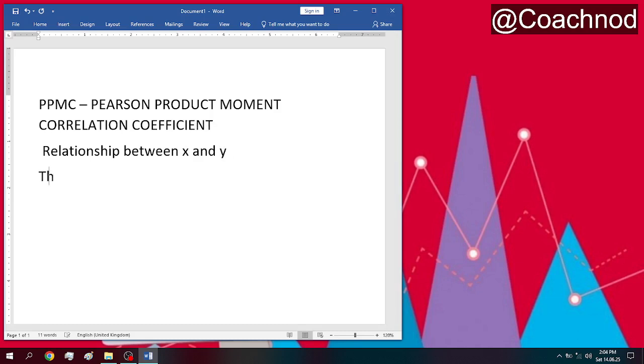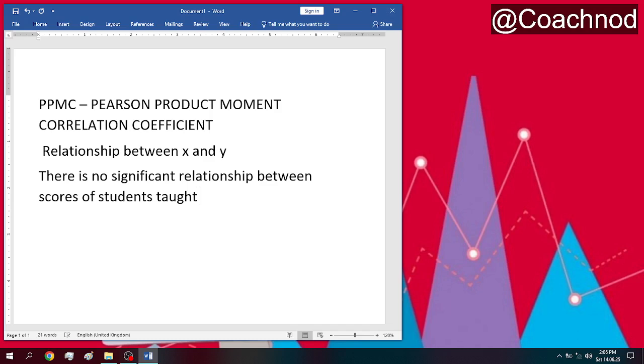Okay, for example, there is no significant relationship between scores of students taught using the traditional method, using the lecture method, and the observed method or practical method.